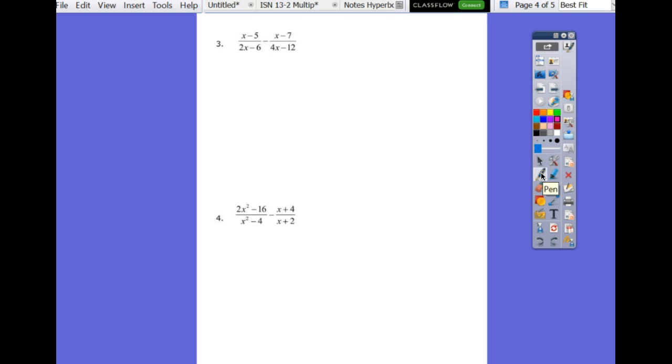So here's another common error that happens, friends. When you go to write your common denominator right now, this is what you do. A lot of you will write down 2x minus 6 and 4x minus 12.